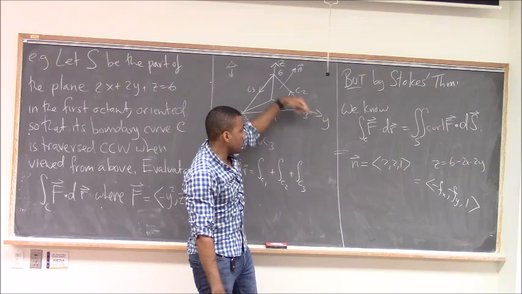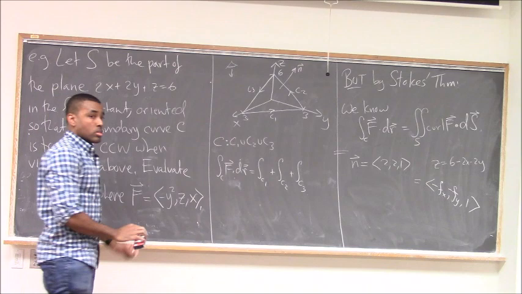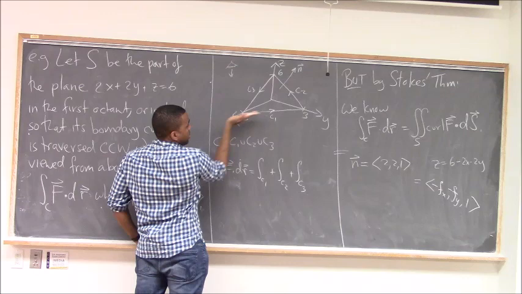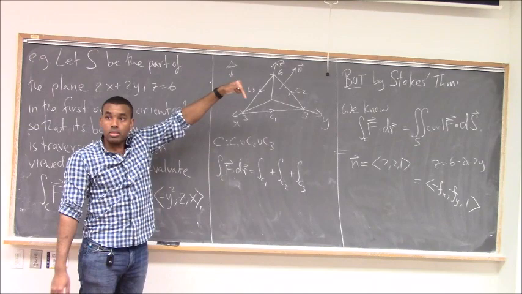Professor? Yes? Why do you put your right hand on the surface itself? It's going counterclockwise, so you put it on the curve. Your fingers of your right hand should be moving in the direction of the curve. Okay. But what side? Is it the white side or the colored side? Like the white side, the colored side, what side? It's when viewed from above. But your hand is never going to be above.